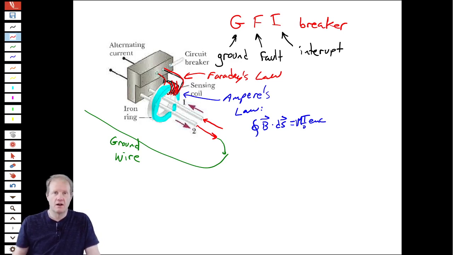Now this is alternating current. So 60 times a second it's changing directions, and so if there's a different current going out as coming in, then you get a magnetic field in the ring that's oscillating at 60 hertz. And so it's changing in time. It's changing the flux through that secondary coil, the sensing coil. And so Faraday's law kicks in and says, hey, there's a voltage coming out of this coil, and that will trip the breaker. So that's how those work.